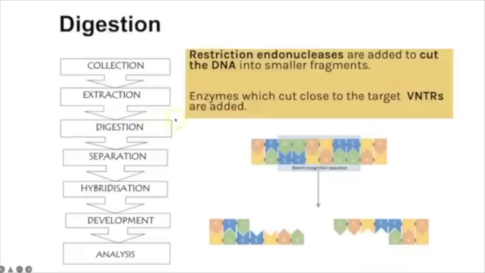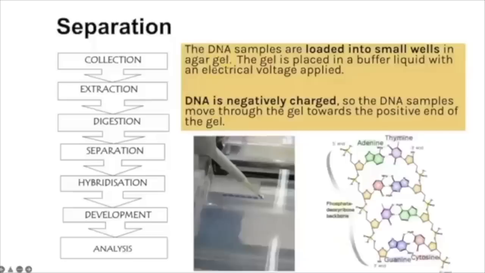Then we would have to digest this sample, and this is where we use restriction endonuclease enzymes. They will cut at the recognition sites and we're left with these sticky ends. The DNA samples are then loaded into these holes, which we call the wells, on a gel plate, and the gel is placed in a buffer liquid, and it has an electrical voltage applied to it.